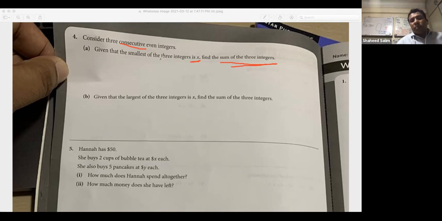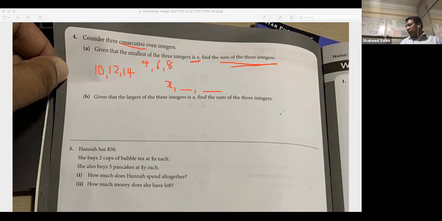If let's say I say the smallest number is 4, what are the next 2 numbers? Must be 6 and 8, because they are consecutive even numbers. If I say the smallest number is 10, what are the next 2? It is 12 and 14, because you plus 2 and plus another 2. But now the smallest one is x. Can you write down what the next 2 numbers are, please? And then after that, add all of them up together.